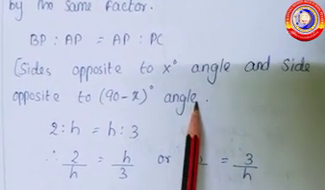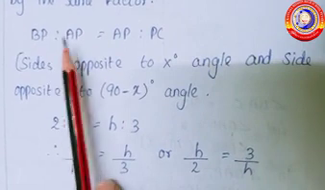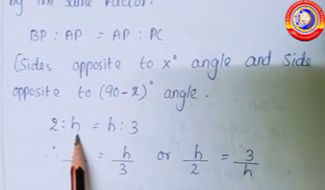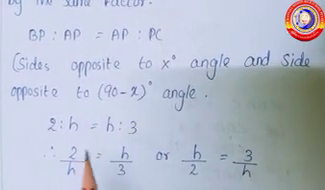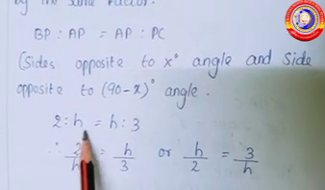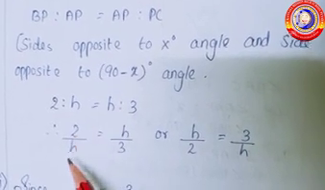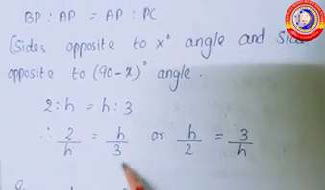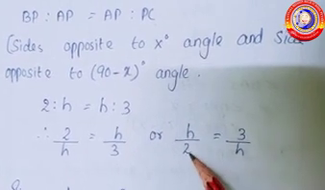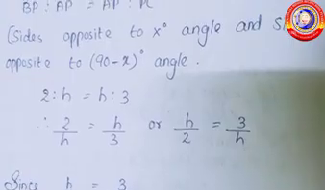Here the value of BP is 2 and AP is given as h, AP is again h and then PC is 3. So 2 is to h is equal to h is to 3. Therefore, it can be written as 2 by h is equal to h by 3 or h by 2 is equal to 3 by h. Hence, we have proved the second part of the question.